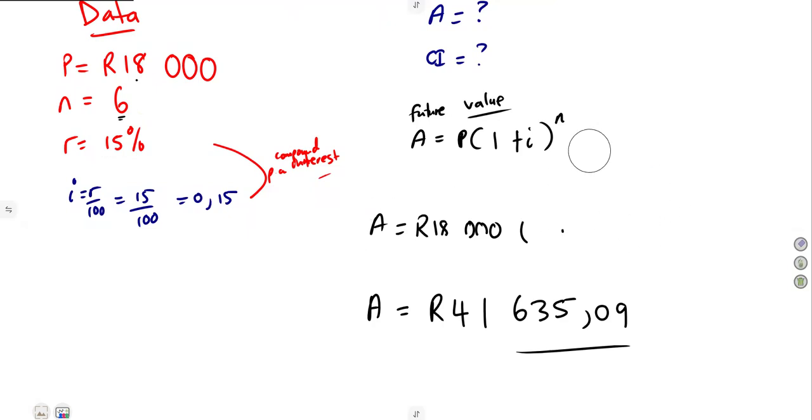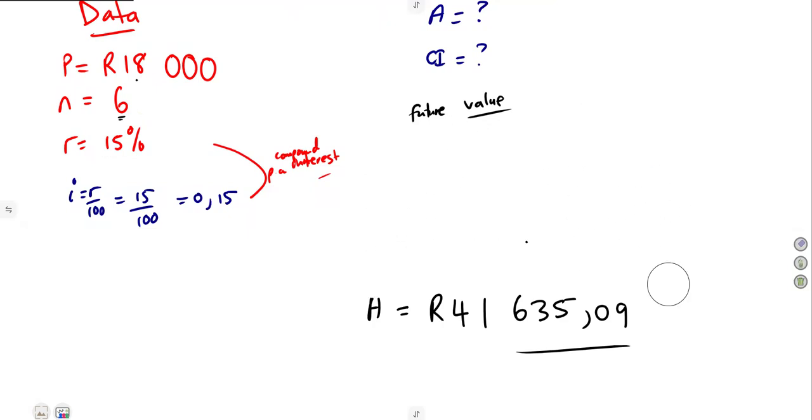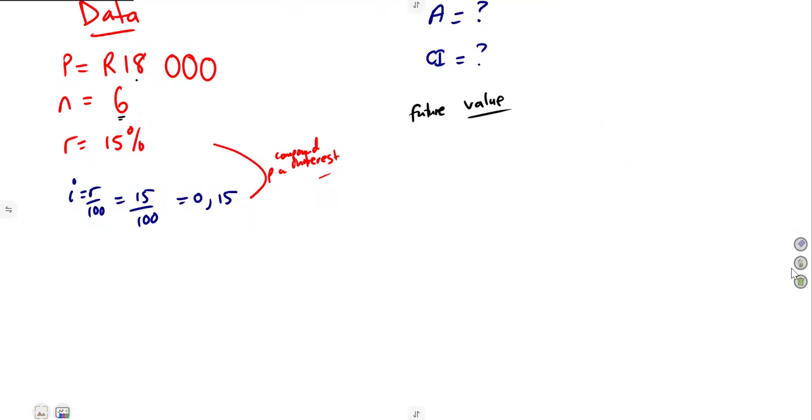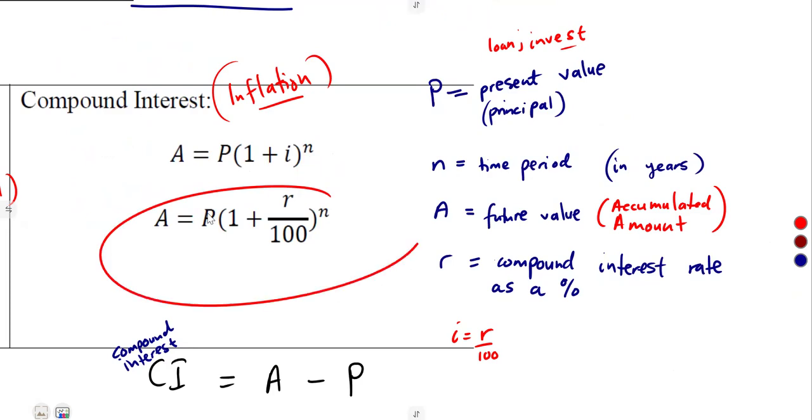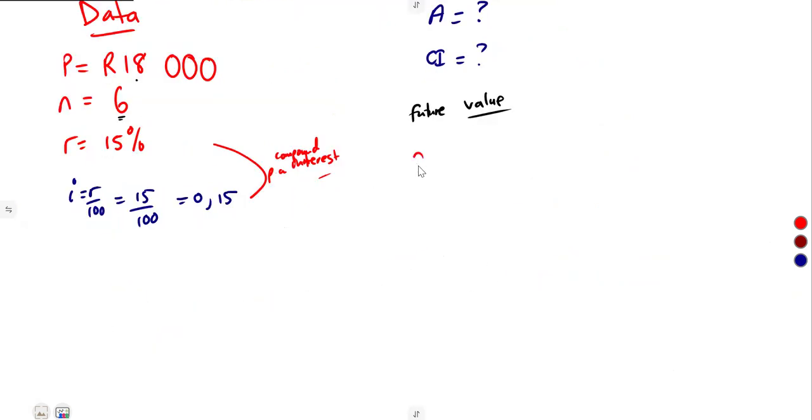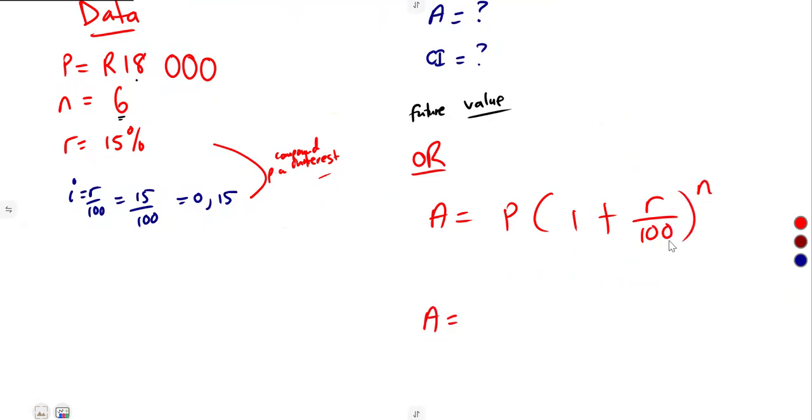It is the same answer that you were going to obtain if you had to use the second formula, which had R over 100. So still under our compound interest, we can use the formula P into 1 plus R over 100 to the exponent of n. So that's it. So R there as a percentage.